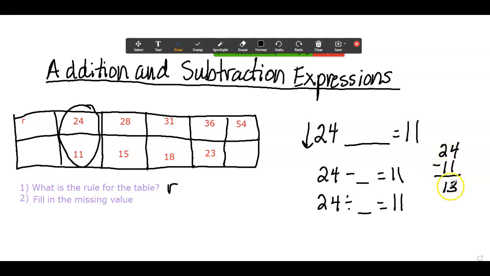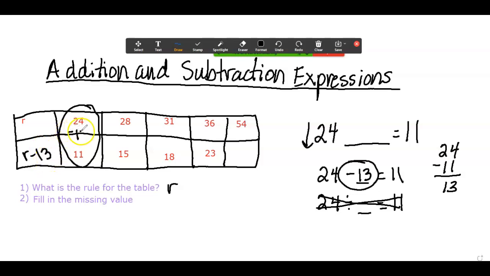Okay, if 24 minus 11 is 13, then 24 minus 13 is 11. Now down here, I can't divide 24 by a whole number to get 11. There's really not anything that I could do here with division. Plus, remember it's an addition and subtraction lesson, so I'm not going to worry about this. I'm saying that my rule is minus 13. So that's my hypothesis here, that the rule is R minus 13.